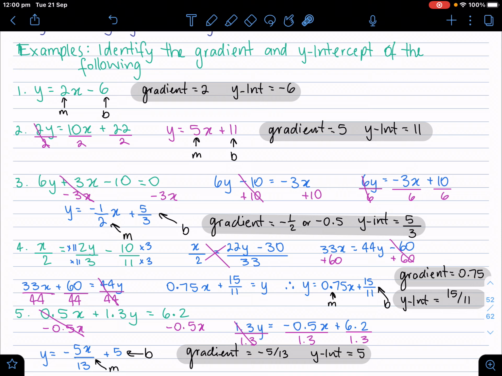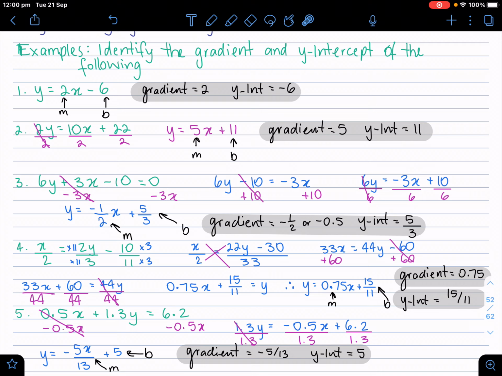So, example 2. 2y equals 10x plus 22. This is not in the form of y equals. This is 2y equals. So we need to convert this into y equals mx plus b. So how do we convert it into y? Well, right now it's 2 times y. The opposite of 2 times y is divided by. So the inverse of times 2 is divided by 2. And I have to divide everything by 2.